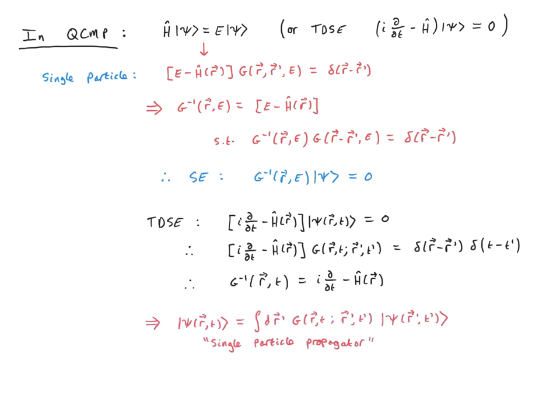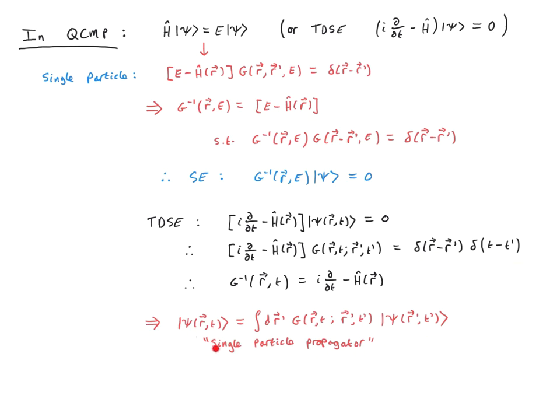G inverse of r and t is therefore equal to i d by dt minus h of r. From these equations, it immediately follows that the wave function psi of r and t can be expressed as the integral over all space of the Green's function multiplied by the wave function of r primed and t primed. This can be very simply verified by taking this expression for the wave function of r and t and plugging it in the Schrödinger equation here, and then using the property that this object in square brackets multiplied by this Green's function is equal to these delta functions.